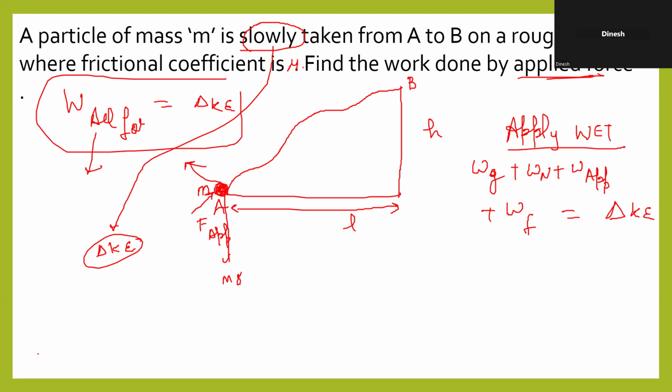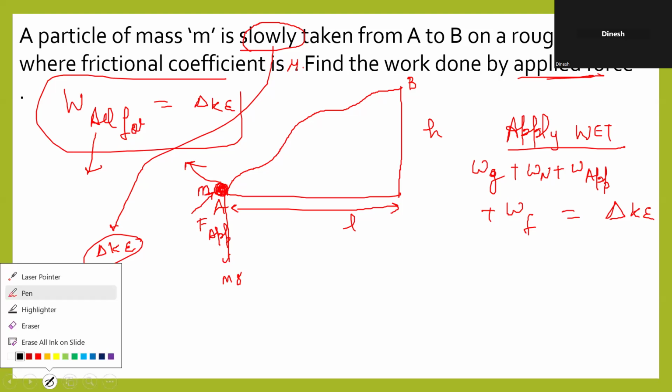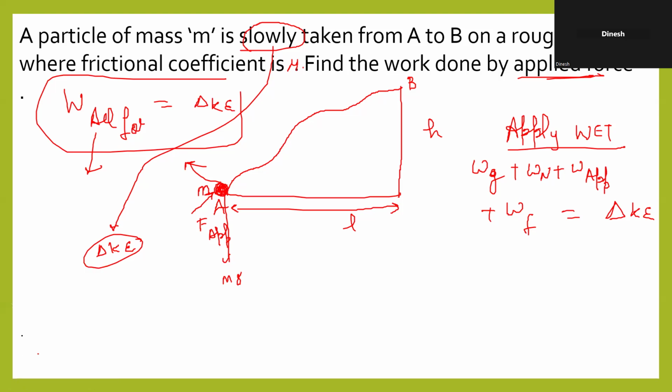From these questions you will learn. These are IIT based questions, not only NCERT. In NCERT you will find very easy questions. But if you can understand IIT based things, then I think there is nothing left.